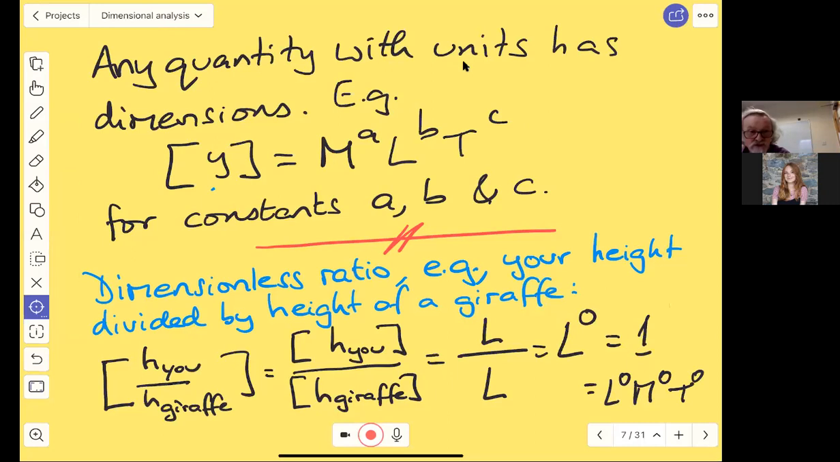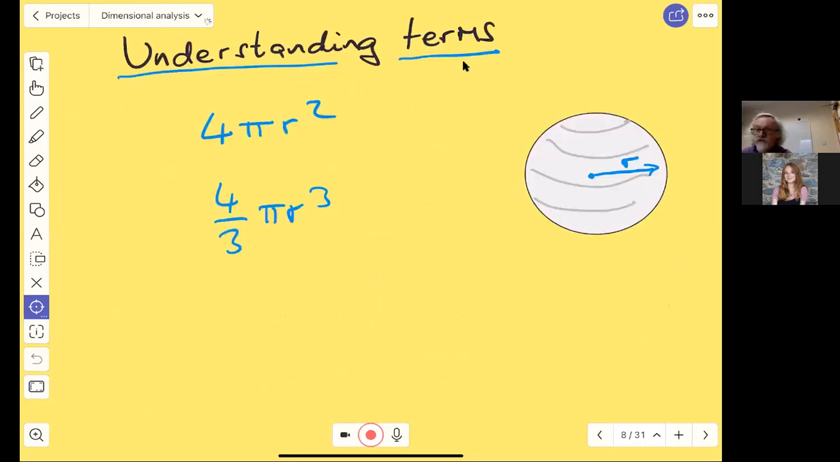Okay, any questions, put them in the chat. Now, we can use this to understand terms. So I've got here two expressions, one of which is the surface area of a sphere of radius r, one of which is the volume of a sphere of radius r. Which is which?